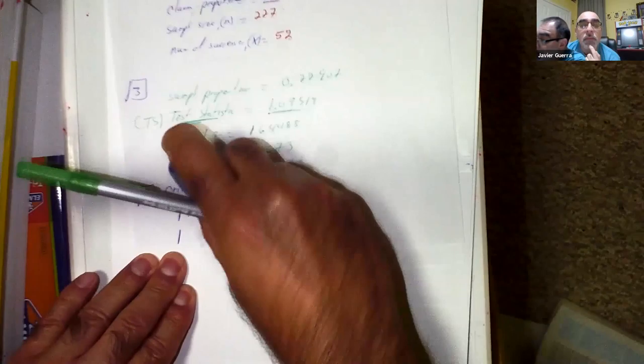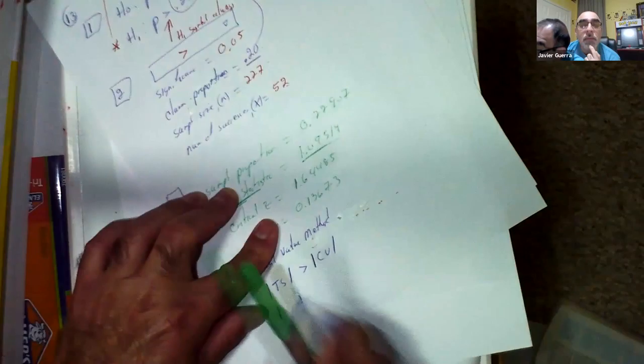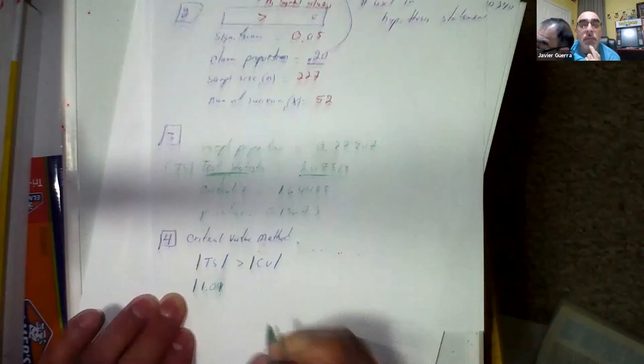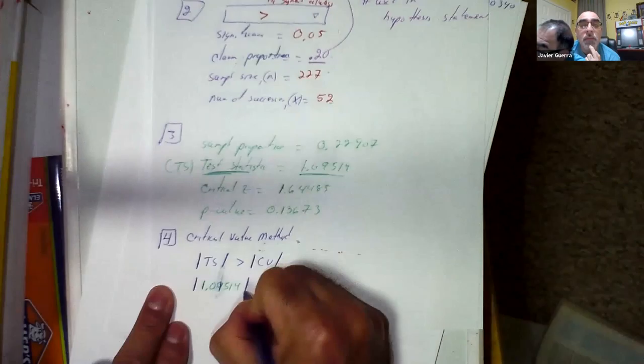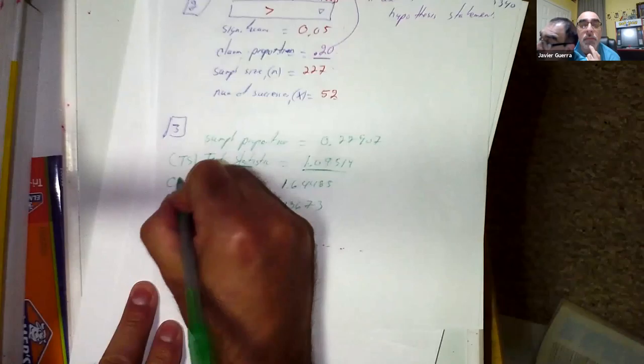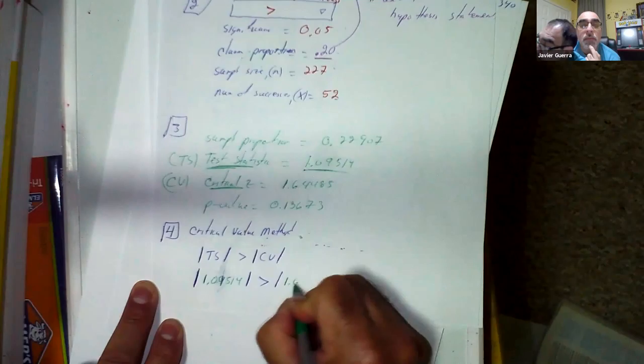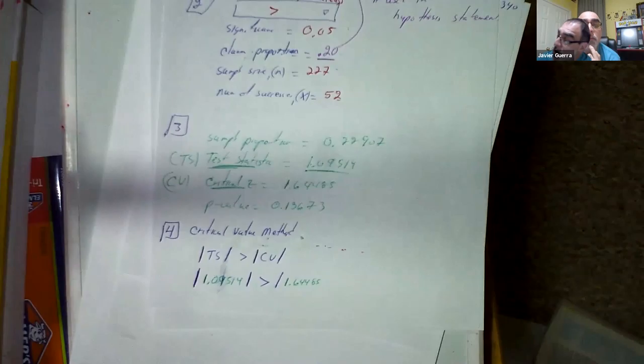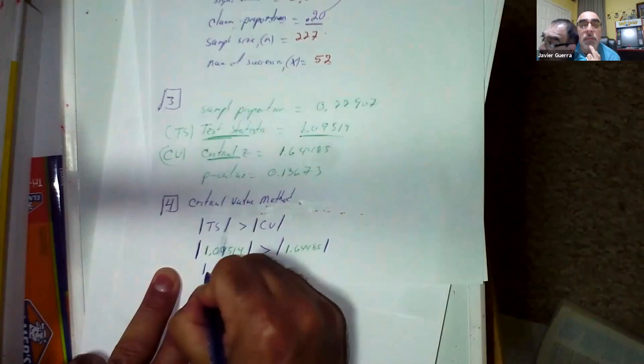All right, 1.09, wing it, 514. I think I ran out of it. And then your CV, this is your CV. Your critical Z is your CV: 1.64485. And then what you're going to do is, whatever the number is, regardless of whether it's positive or negative, it comes out positive.